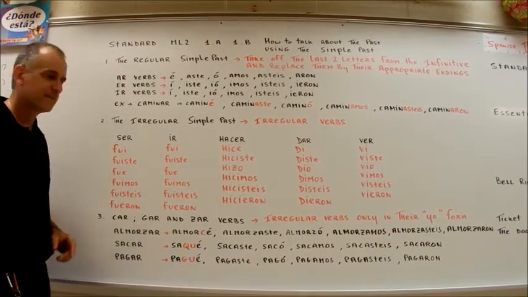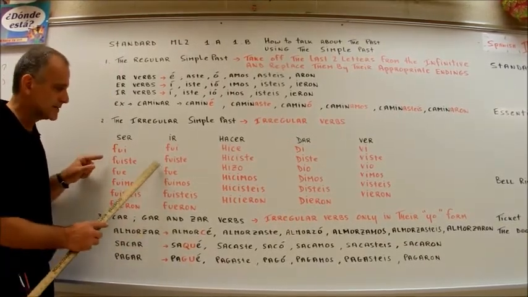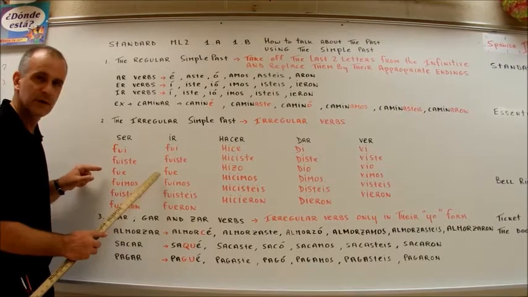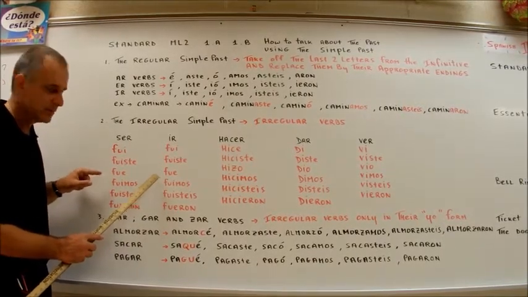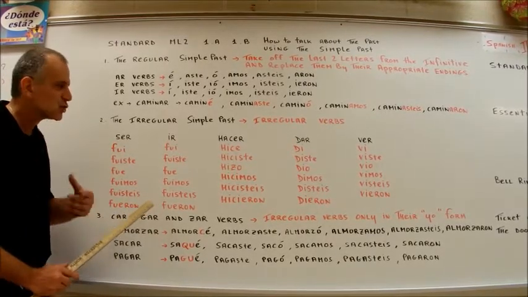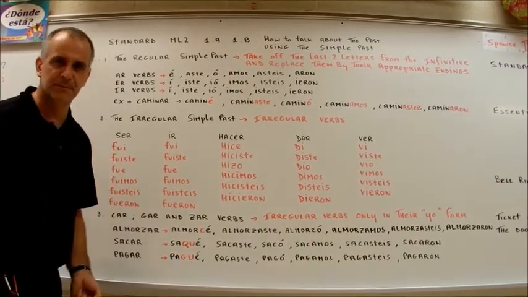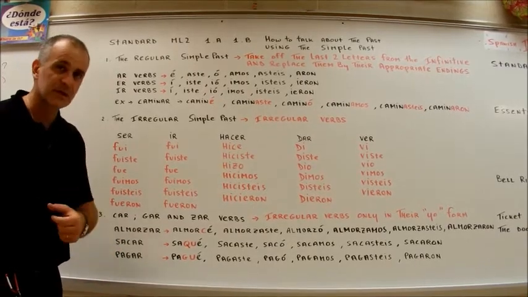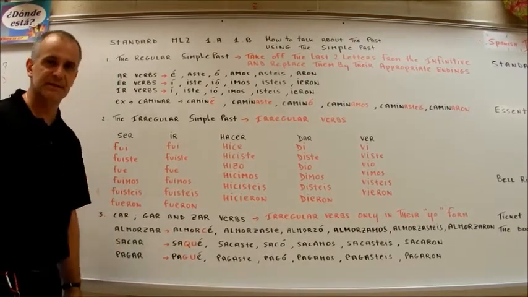Repeat after me. Fui, fuiste, fue, fuimos, fuisteis, and fueron. Okay? So what's going to make the difference when you use them? Well, you've guessed it right. The context of the sentence.